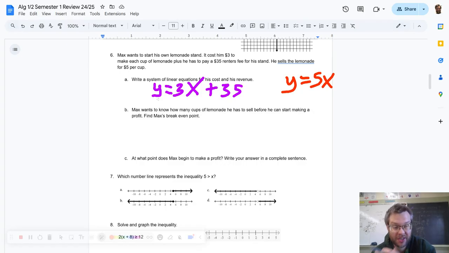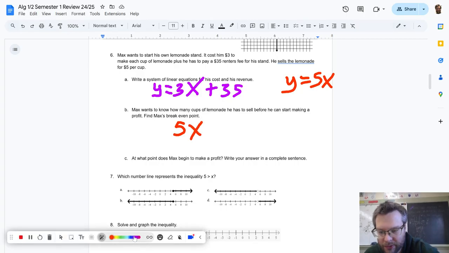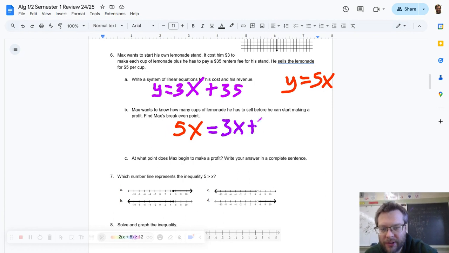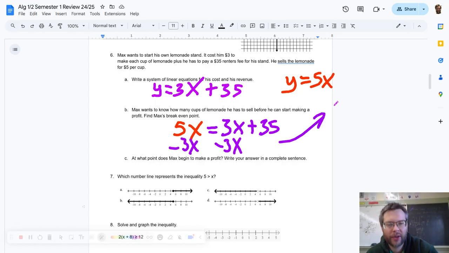So you make a profit if you get more money than you spend out. So if your revenue is bigger than your cost. So what we can do is we can say 5x, because that's what his revenue is, equal to 3x plus 35. This is going to tell us when the revenue is exactly equal to the cost. So we just want to get our x's on the same side. So I get 2x is equal to 35. I just subtracted 3x from both sides. And then I divide by 2.